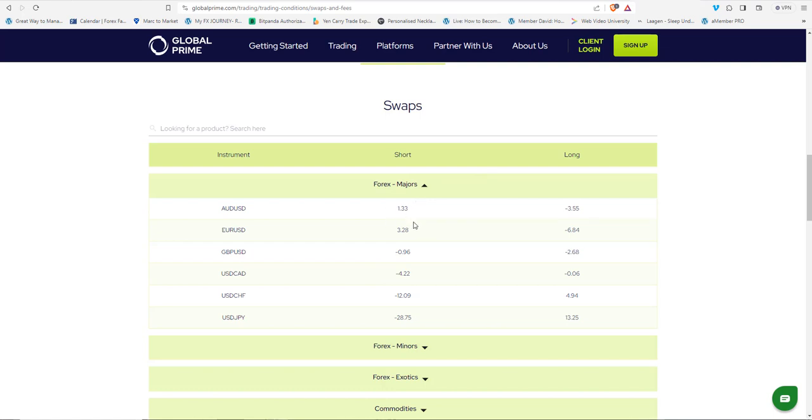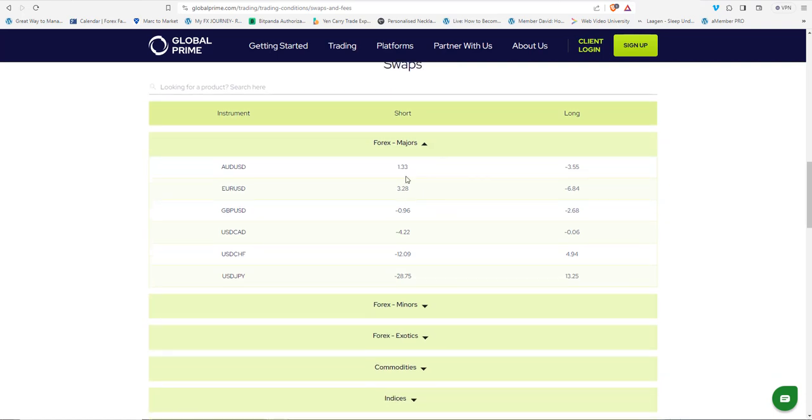For example, shorting the AUD, you are actually getting a positive swap of 1.33. They're paying you for holding the position every day. The same with the euro. The pound is slightly negative, USD CAD negative. USD Swissy, shorting it is also negative because, as you know, the Swiss rate is a lot lower than USD. So you would actually benefit from longing the USD because they have the positive interest rates. They would be paying you nearly $5 for holding that position.